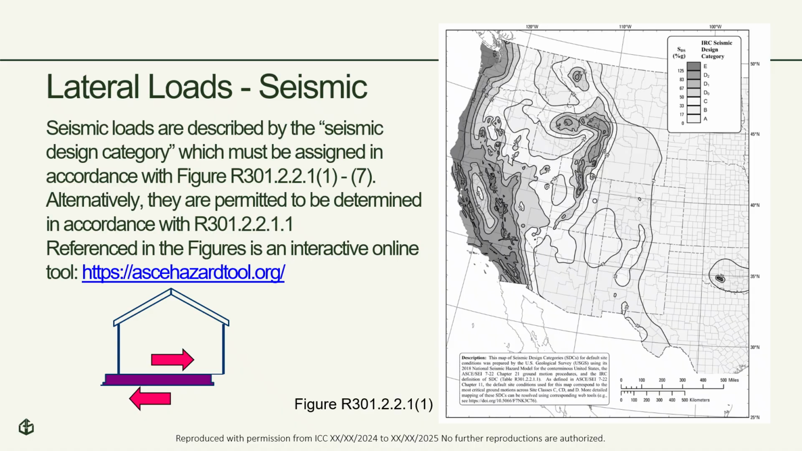Now let's look at seismic loads. Seismic loads, like wind loads, are established by a figure in the IRC. Alternatively, the code provides a path to determine the seismic design category based on the site-specific soils and a methodology similar to the IPC. Within the figure, there is also reference of an interactive online tool where you can find the seismic design category for a specific site.